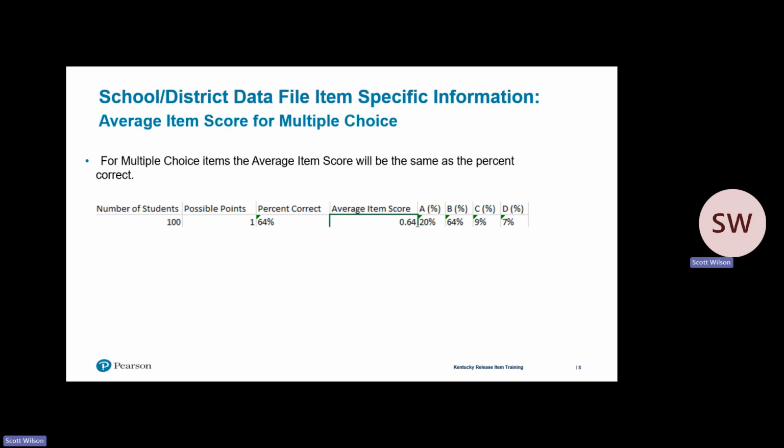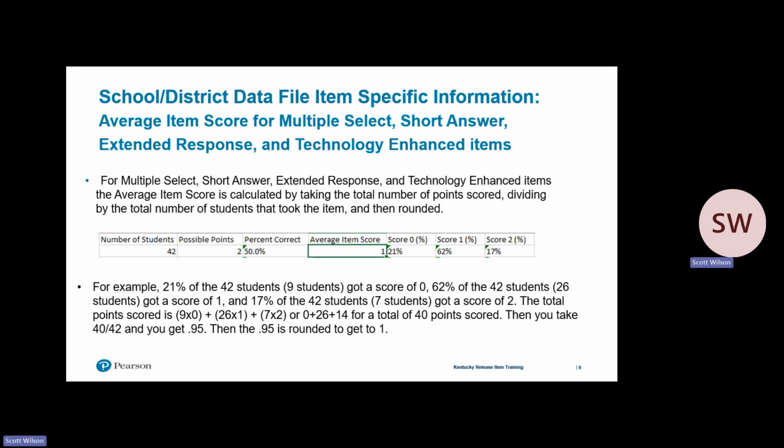Next, we have the average item score for multiple choice. For the multiple choice, the average item score will be the same as the percent correct. The average item score for all of the other item types, again, is a little bit different. This is calculated by taking the total number of points scored divided by the total number of students that took the item and then rounded. There is an example here on the bottom of the slide that shows exactly how the average item score is calculated.